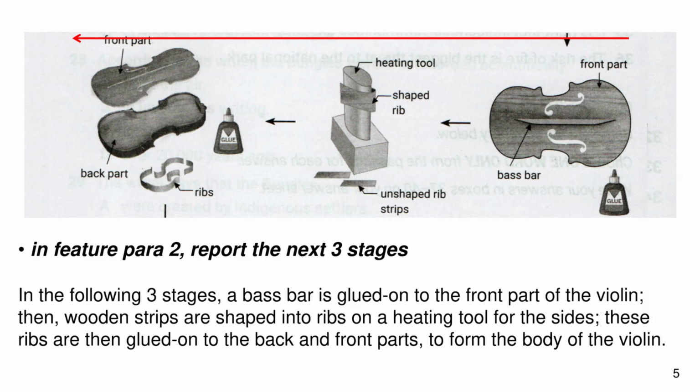In feature para 2, report the next 3 stages. In the following 3 stages, a bass bar is glued on to the front part of the violin. Then, wooden strips are shaped into ribs on a heating tool for the sides. These ribs are then glued on to the back and front parts to form the body of the violin.